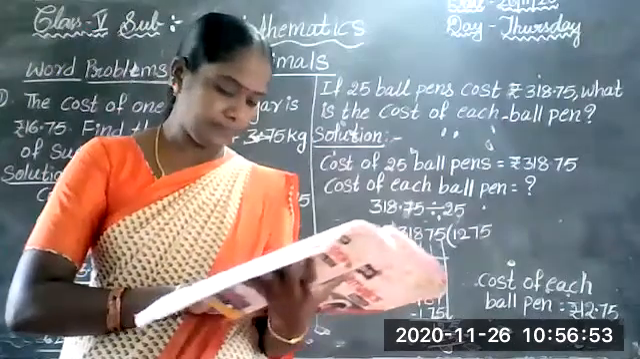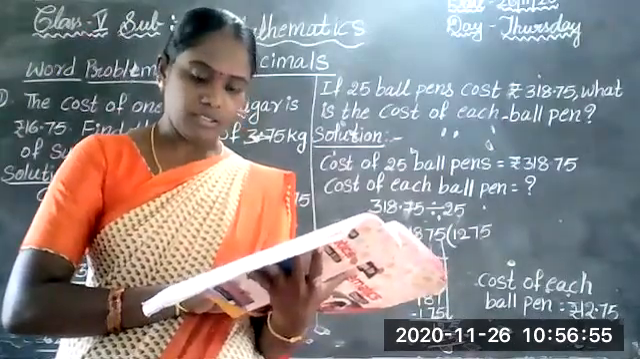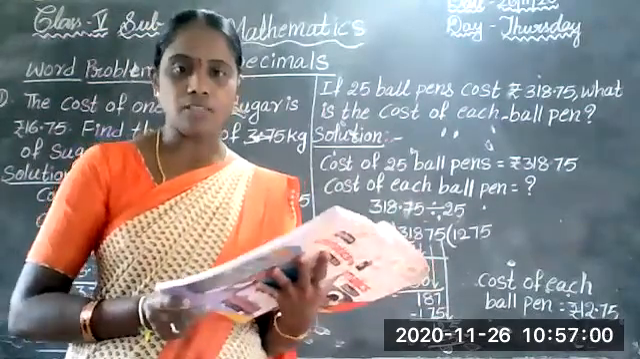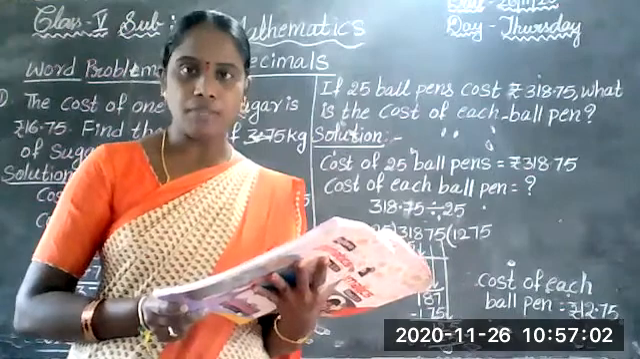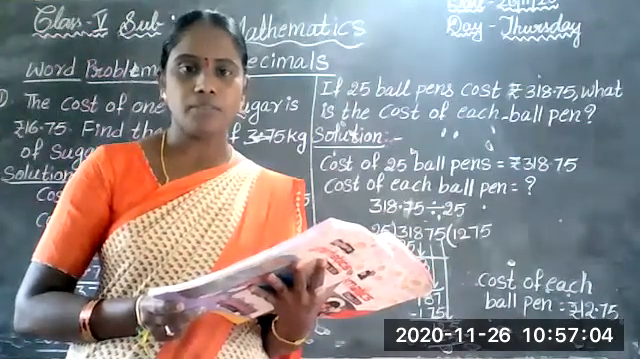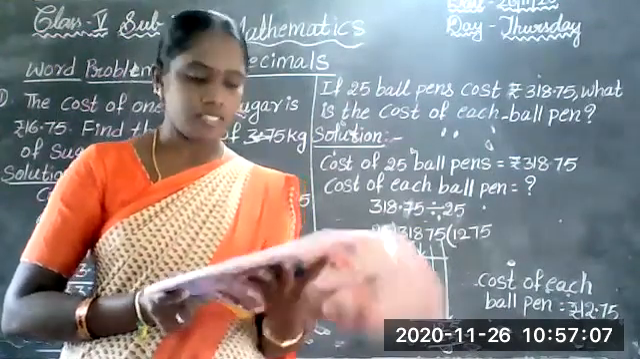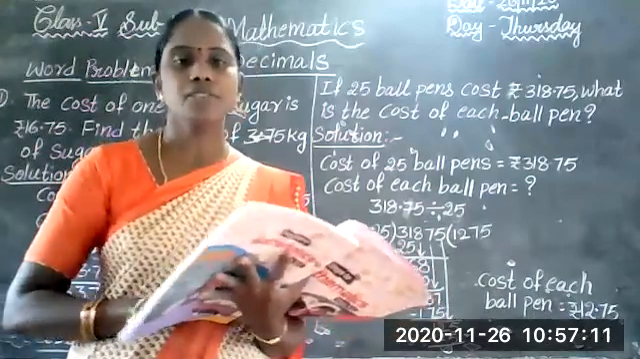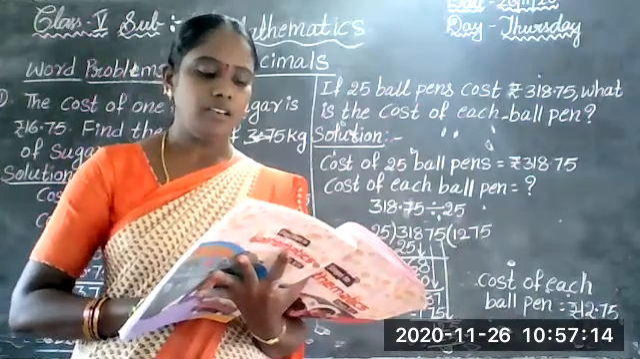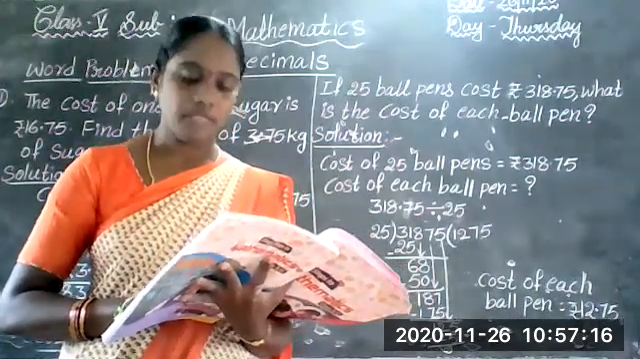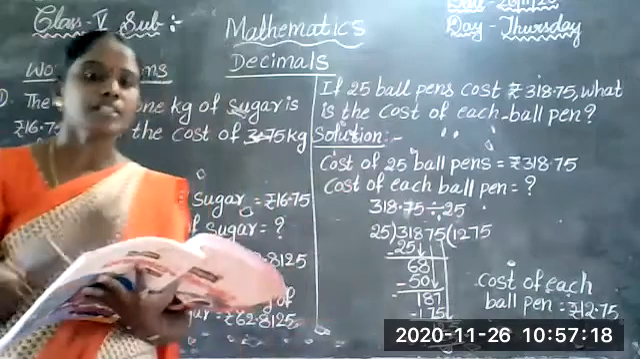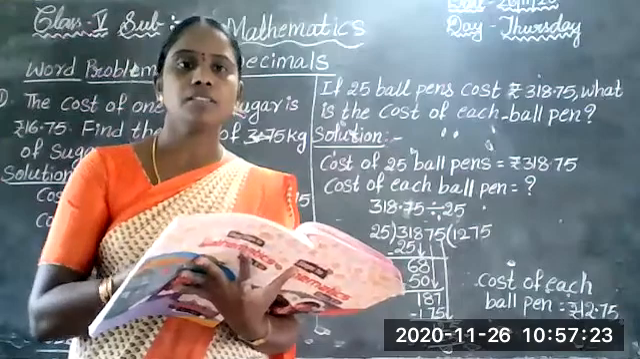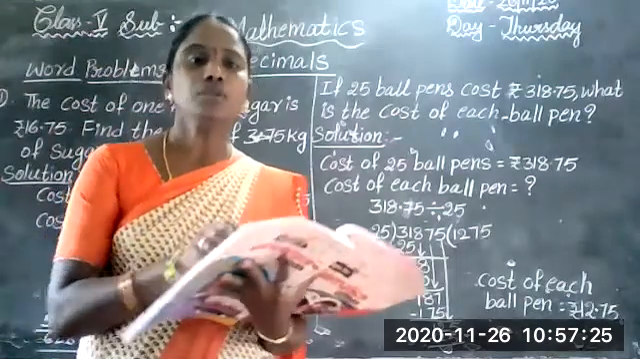Next, children, page number 57. Take out the textbook. Page number 57 in your textbook. In page 57, a revision exercise is there, children. Once you observe the revision exercise, the problems from the decimals unit starting onwards, whatever I said before, those problems are here.